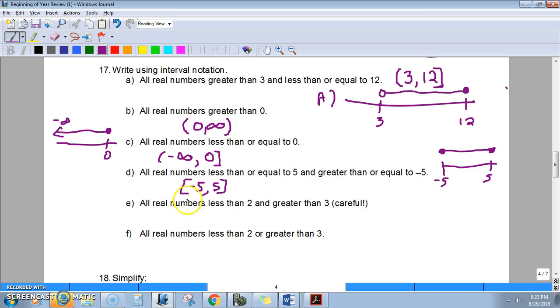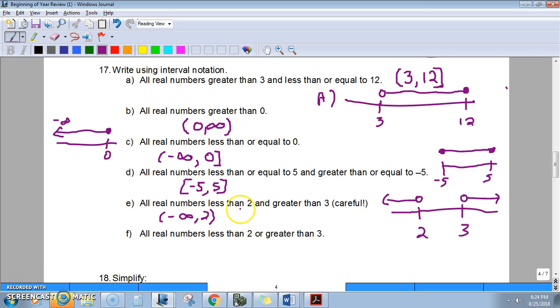All right, all real numbers less than 2 and greater than 3. It says careful. Why? Because when we look at a number line and we have 2 and we have 3, it says less than 2, which is this way, and greater than 3, which is this way. So we're actually going to have 2 sets of parentheses. One set is going to be negative infinity to 2, and not equal to 2, so I'm going to do that curved parenthesis.